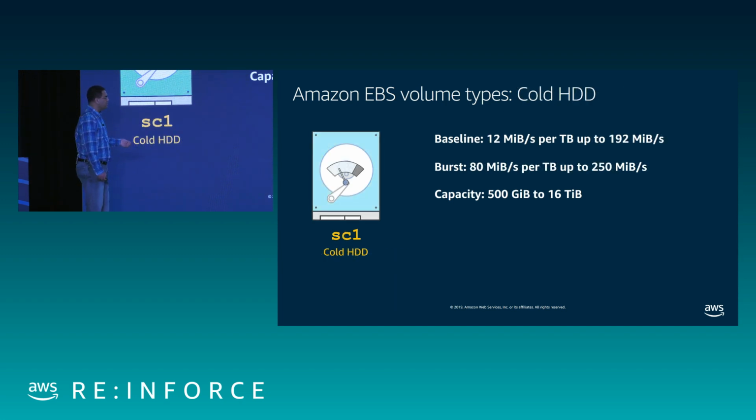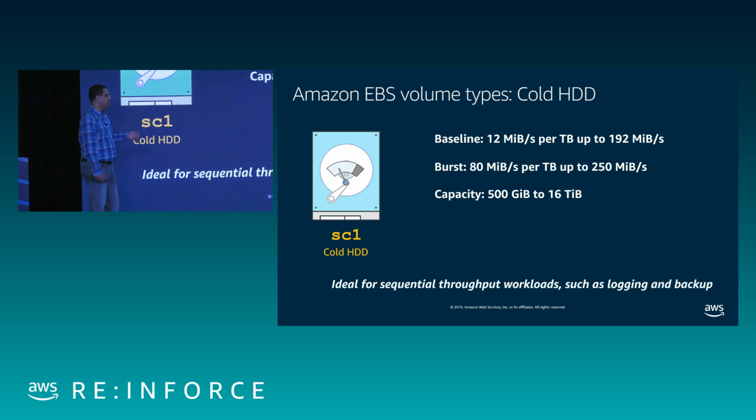If you look at SC1, it gets a baseline of up to 192 megabytes per second, but with a burst going all the way up to 250 megabytes per second. Again, similar size dimensions, going from 500 GB minimum all the way up to 16 terabytes. Really, again, designed for sequential throughput workloads, obviously not at the same level of throughput as ST1, but if you have logging and backup workloads that need this kind of throughput, then SC1 is a really ideal fit for those use cases.